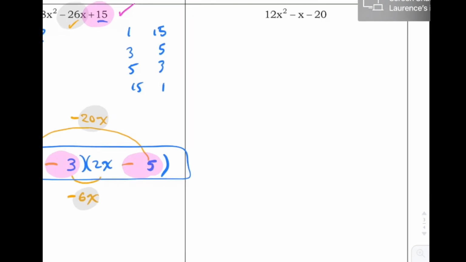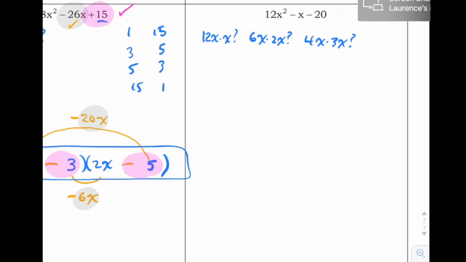It could be nasty because the 12x squared could be 12x times x. We don't know. Could be 6x times 2x, maybe. Could be 4x times 3x. Look at this. These are the nasty ones. These are the ones that take some getting used to, because I'm going to have to try 12x times x, and if it doesn't work, I'll have to try 6x times 2x, and if it doesn't work, I'll have to try 4x times 3x. Right? So there's kind of a lot of guessing here.